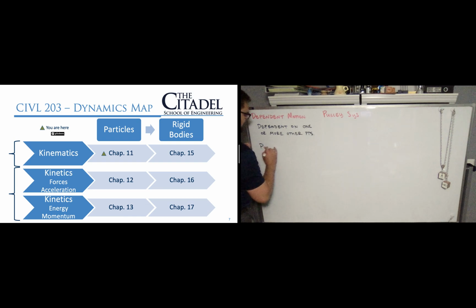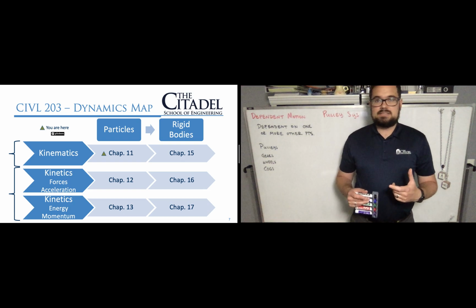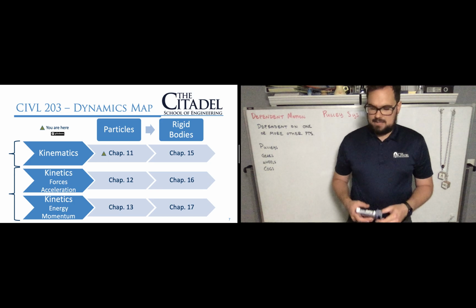Examples of this would be pulleys, which is what we'll talk about today, gears, wheels, which we'll talk about when we get to rigid body kinematics, cogs, all sorts of things like that. So any place where we have contact or some sort of interaction that causes that dependent motion to be connected.